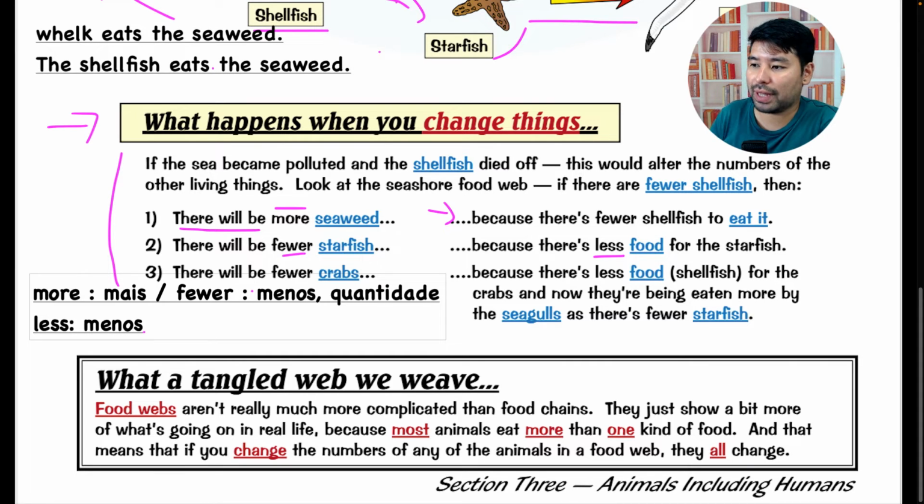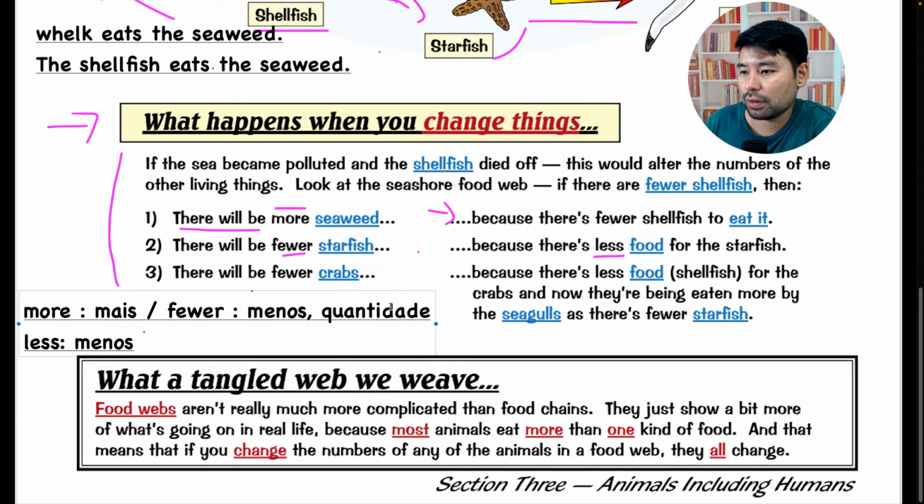So, because there is less food for the starfish. And the last one, right? There will be fewer crabs because there is less food, shellfish, for the crabs, and now they're being eaten more by the seagulls as there are fewer starfish. Again, because there is less food, example shellfish, for the crabs, and now they are being eaten more by the seagulls as there are fewer starfish, ok?